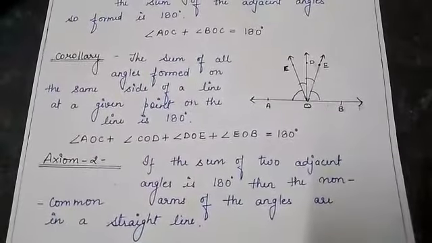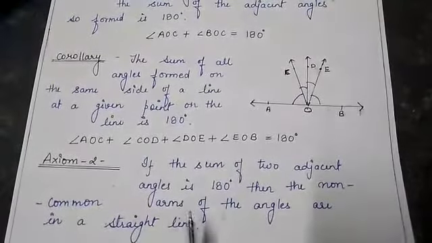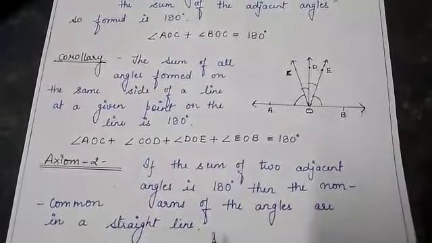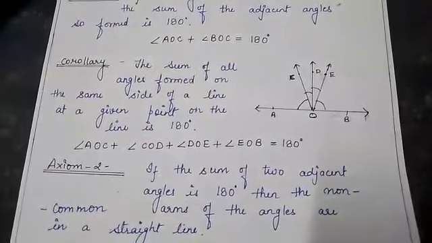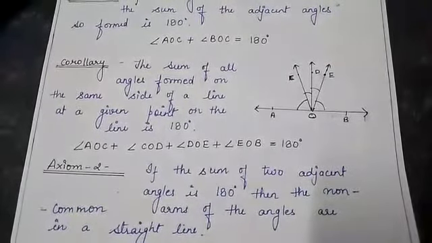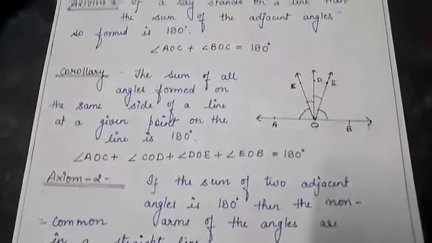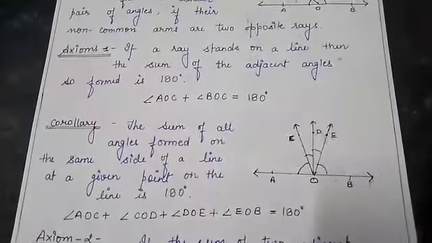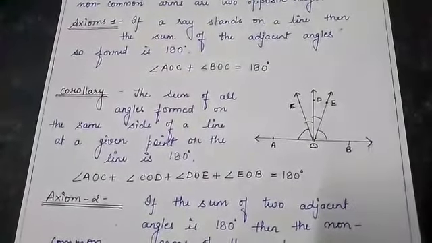Now the second axiom says that if the sum of two adjacent angles is 180, then the non-common arms of the angles are in a straight line. That means if the sum of two angles is 180 degrees, then the arms form a straight line. So these are the two axioms and the corollary of the linear pair of angles.